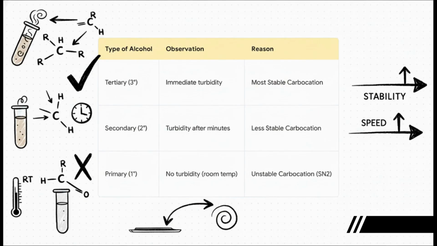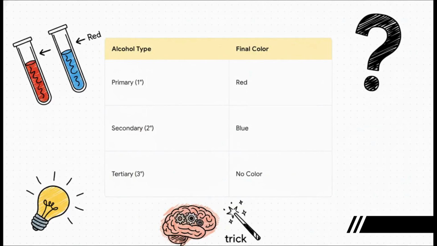Think of it like this. A tertiary carbocation is super stable, like a perfectly balanced pyramid. It forms in a flash. But a primary one? It's wobbly and unstable, so it's way slower to form. Faster formation means a faster reaction. It's really that simple. Okay, next up is the Victor Meyer test.